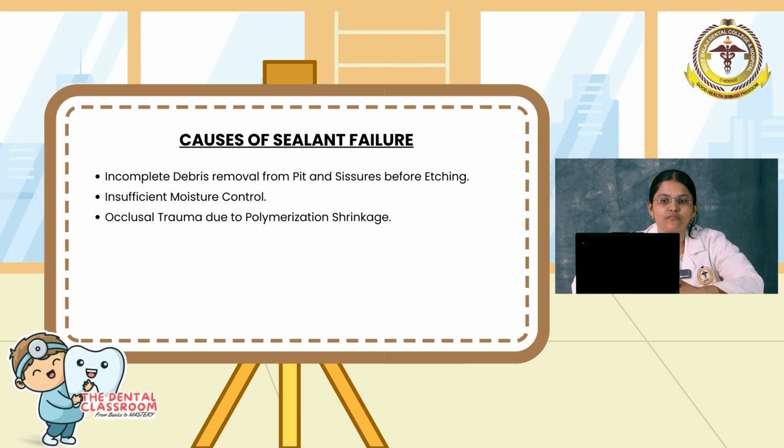Next is causes of sealant failure. Incomplete debris removal from the pit and fissure before etching, insufficient moisture control, occlusal trauma, and polymerization shrinkage.